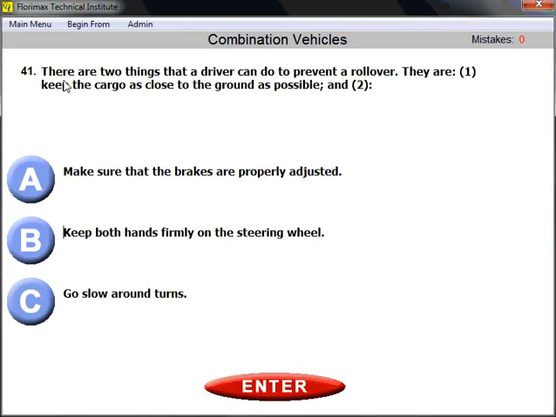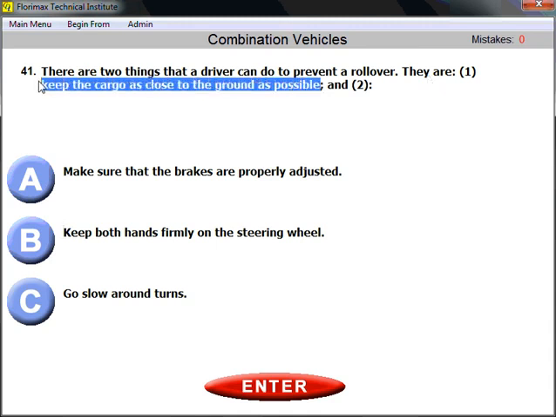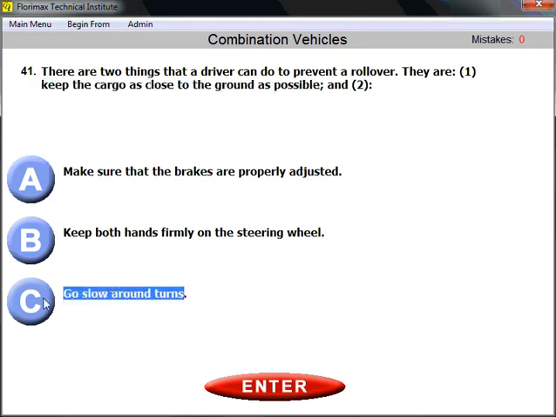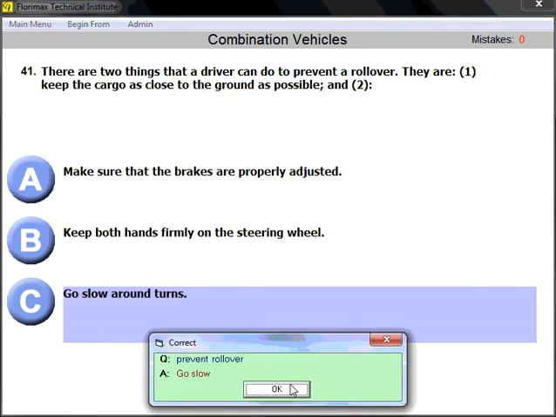Again, fifth or sixth time repetition of the same question, just for us to remember that there are two things that the driver can do to prevent a rollover. They are: keep the cargo as close to the ground as possible. One, and what is number two? The second one, go slow around turns. Make turns as gently as possible.